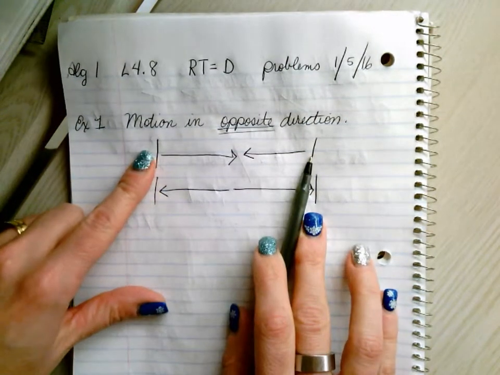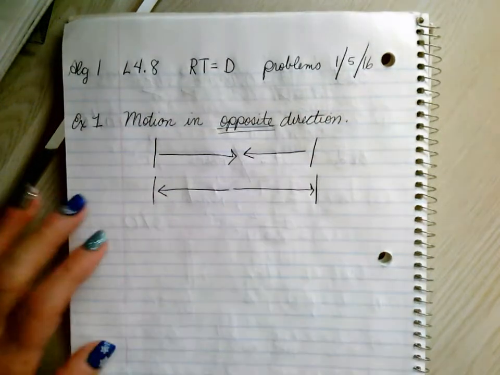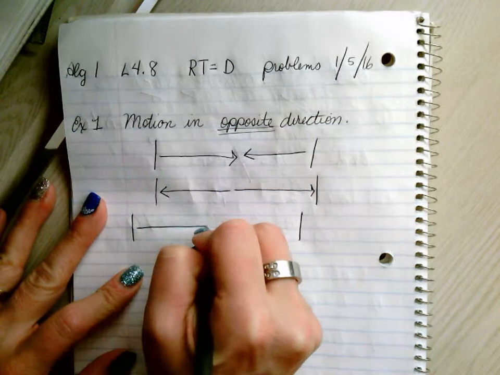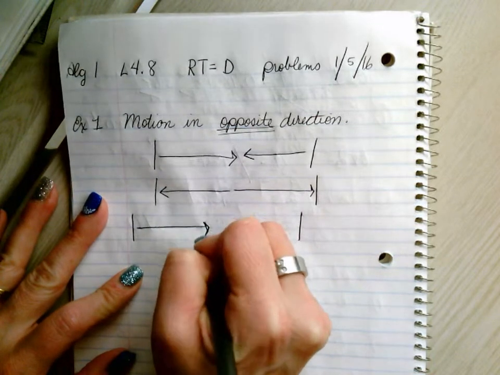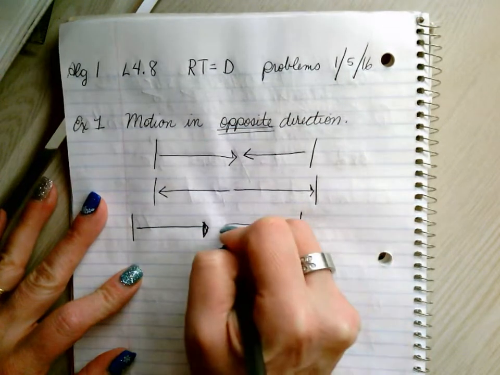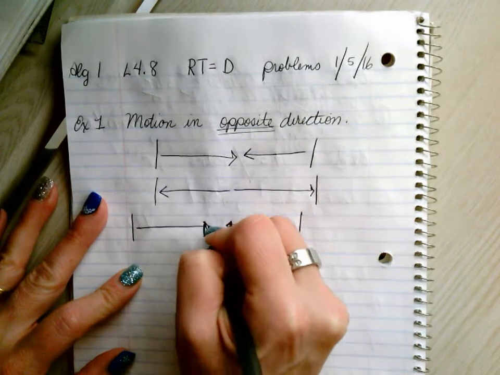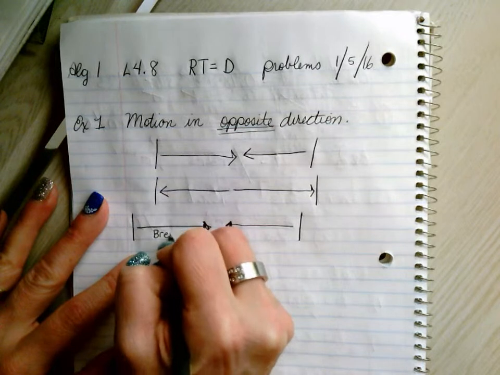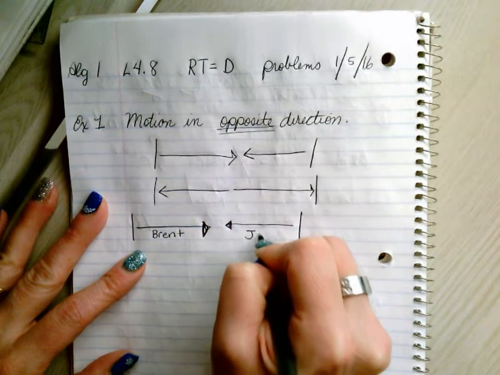Okay, based on the sketch, are they traveling towards each other or away from each other? Towards each other. I draw these sketches all the time. You don't have to, but for me it helps. So I am going to draw the sketches. They're traveling towards each other. Okay, it doesn't have to be accurate or anything. So maybe we've got Brent. Was the other one Jane?